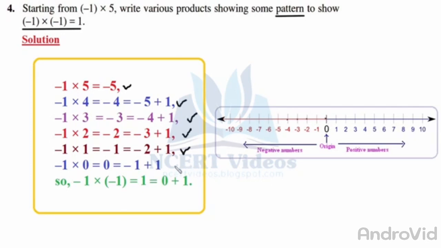So 0 minus 1 is -1. And which gives you 1. And how can you get 1? When you add 1 to -1. So this is a bit tricky question. You have to do it carefully. Now finally we reached 1 from -5.